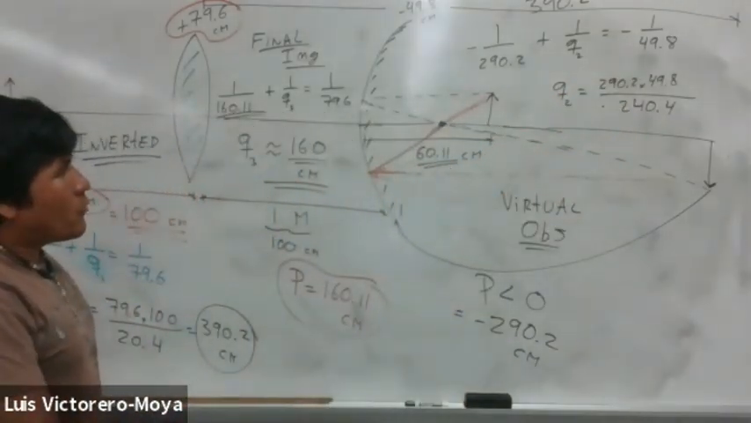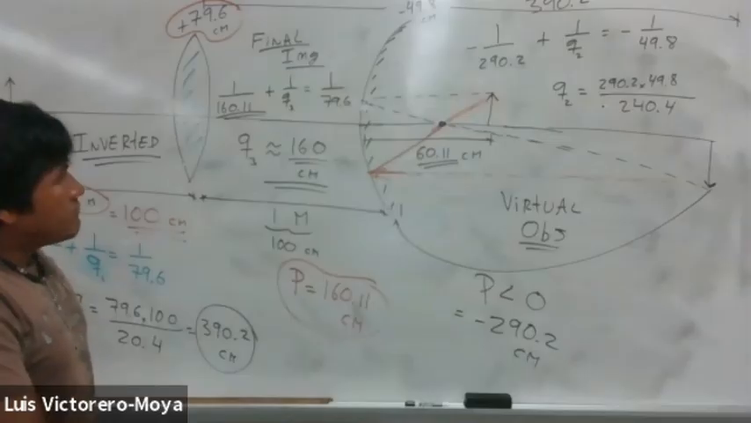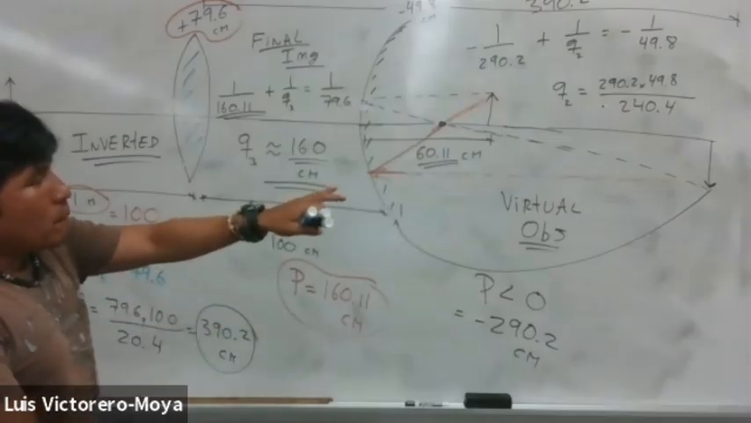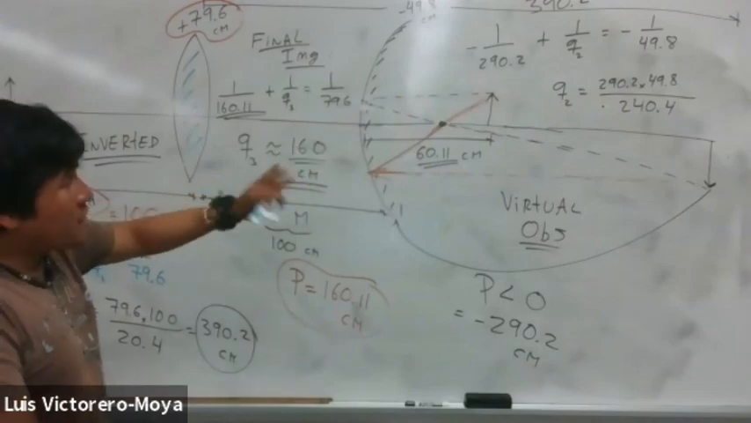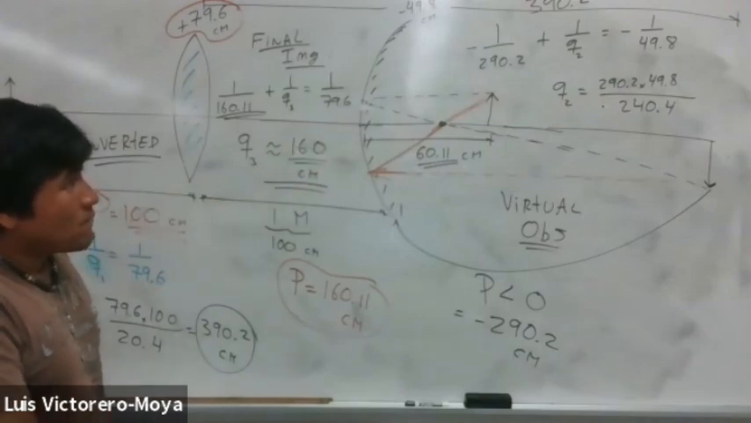And that's another example of virtual objects as well, right? A virtual object is an object that is not supposed to be there, but you can still use it to solve a situation like this.